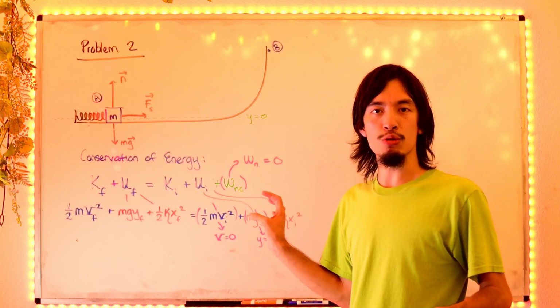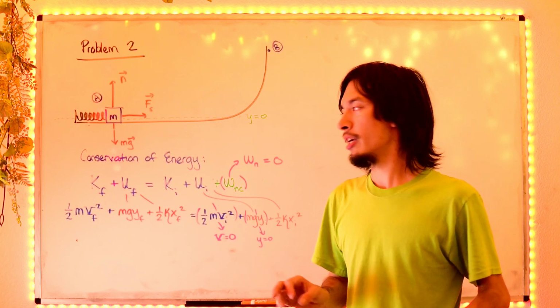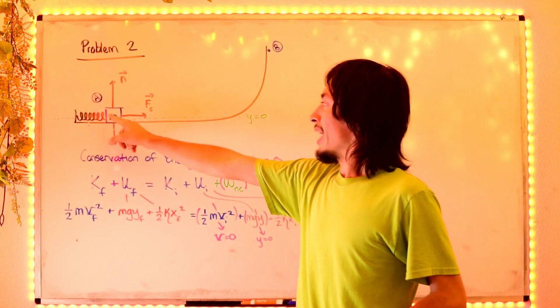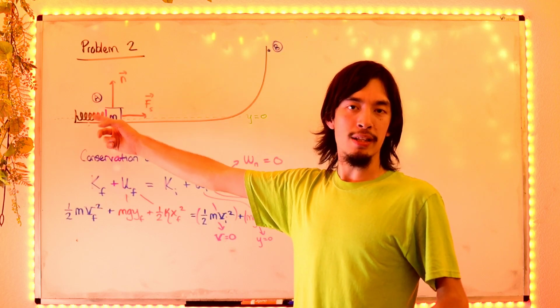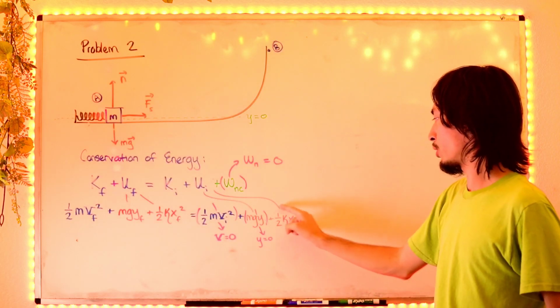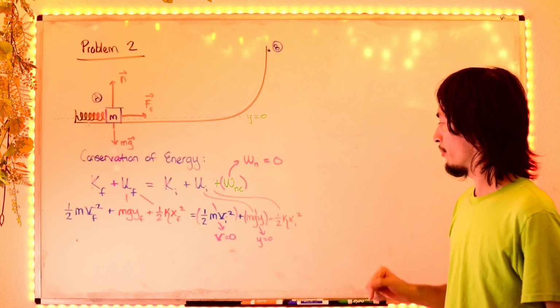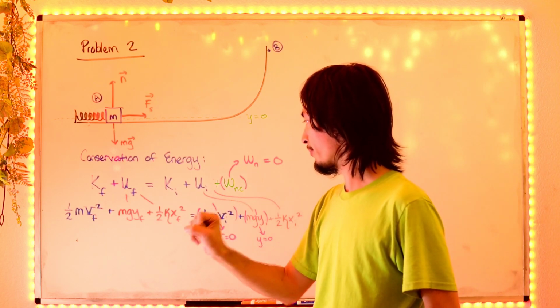And the remaining potential energy is a spring potential energy. So the spring is compressed. That means the x value is not 0, so you will have a spring potential energy here. So that's the only term that's left initially.